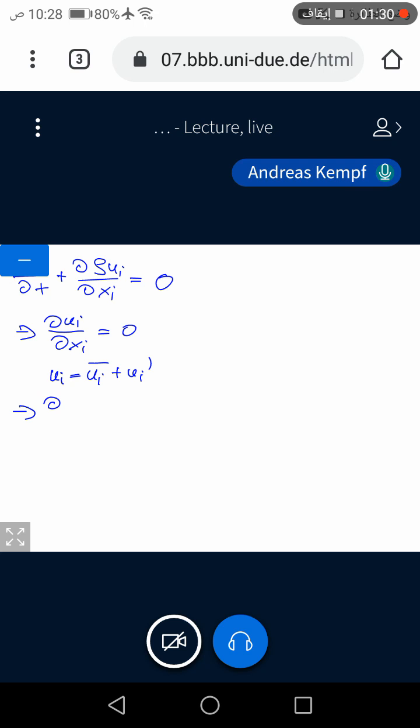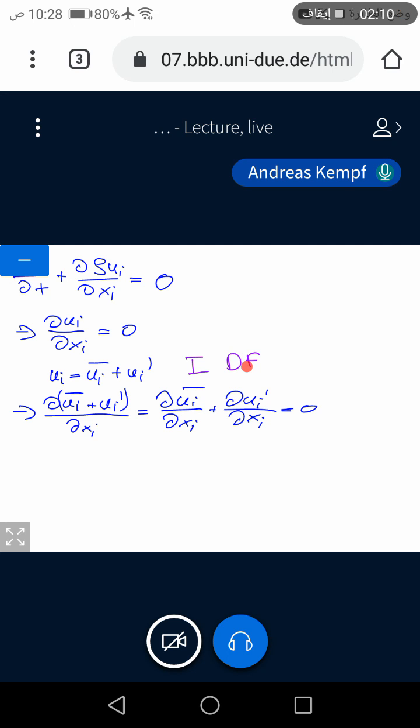This inserted gives us ∂u_i bar/∂x_i plus ∂u_i prime/∂x_i equals naught. We can write this in a different way. So the first step was decompose.